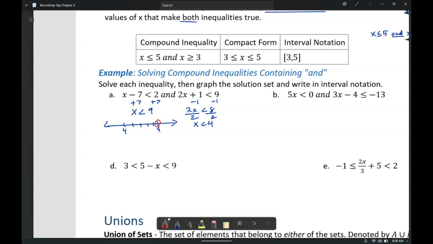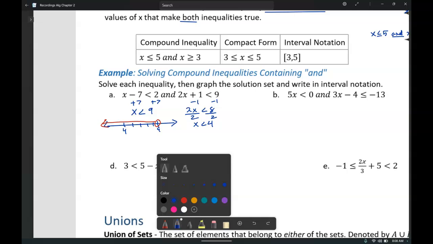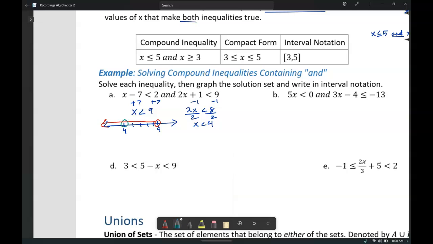So we're going to have an open circle because it's not included. It's x is less than, and then we're looking at every value to the left. X is less than 9. Same thing with x is less than 4. We're going to have an open circle at x is less than 4. So let me do a different color on that. Open circle at x is less than 4, and then shade everything to the left.